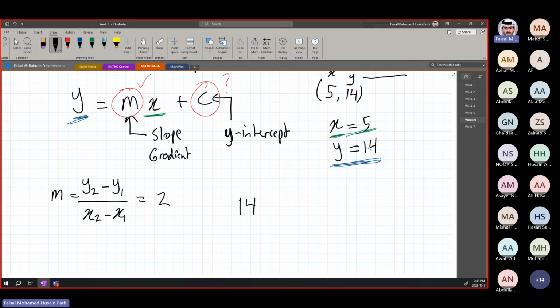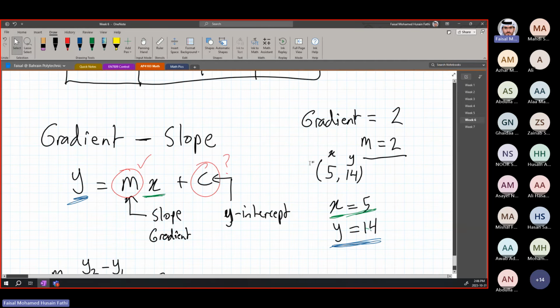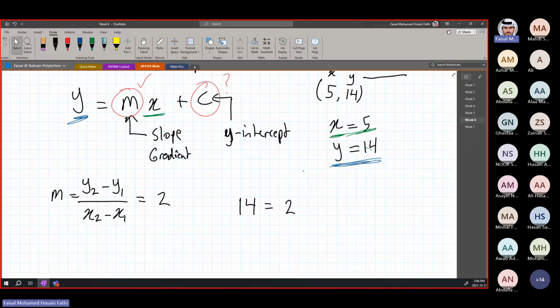y is equal to 14 is equal to m. We have m to be equal to 2 from up here. m is equal to 2, given in the question, times x, which is 5, plus c. And now you can find c. It's one equation with one unknown.